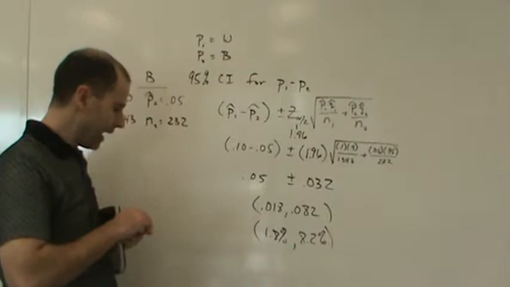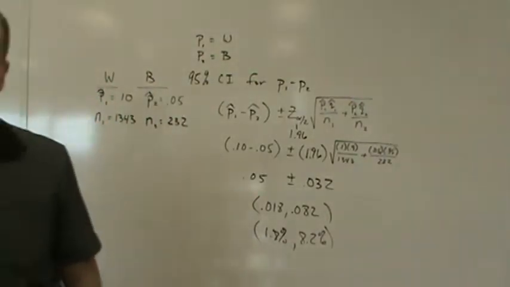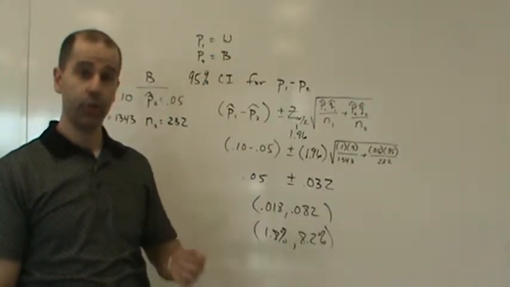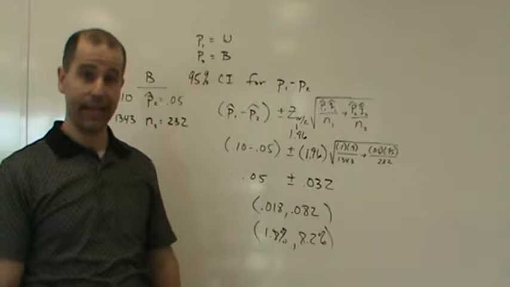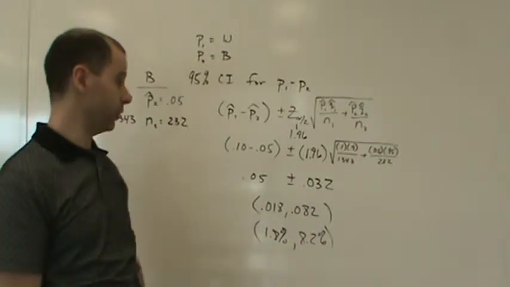And that wraps up chapter 10. Next time is chapter 11, in which we're going to get into variances and hypothesis testing, and we're going to deal with a new distribution called the chi-square distribution.